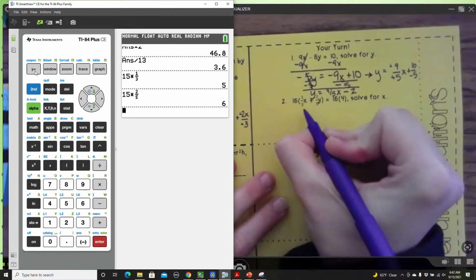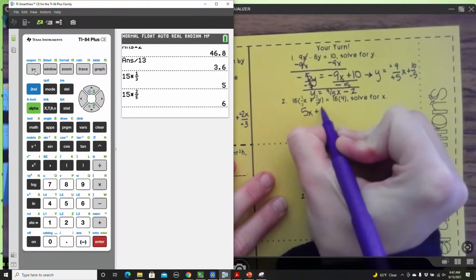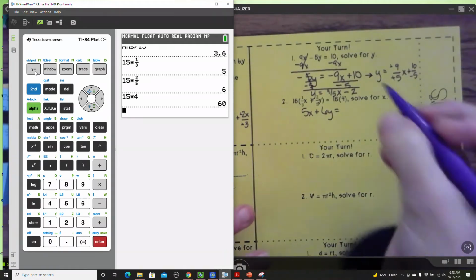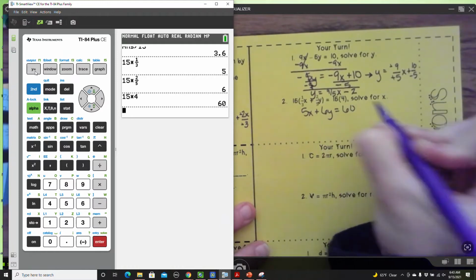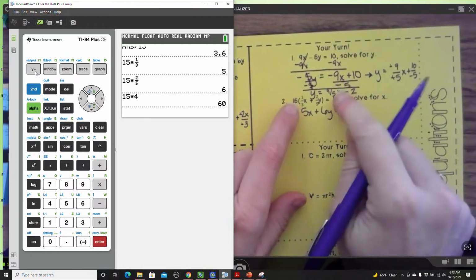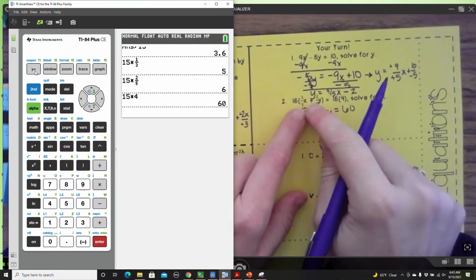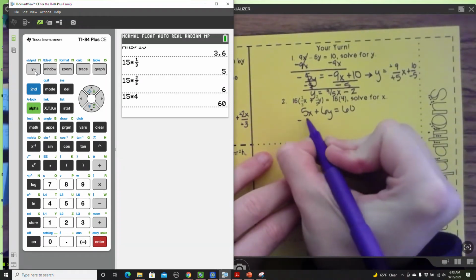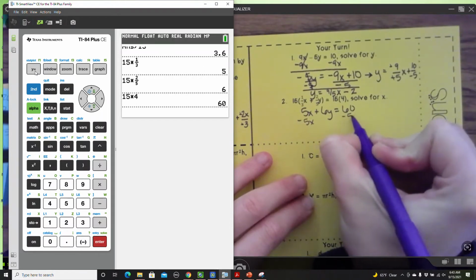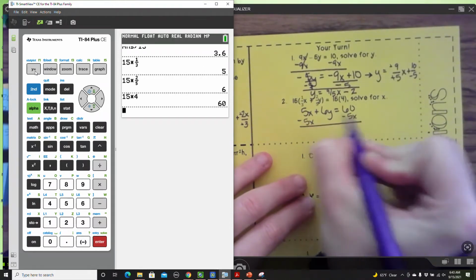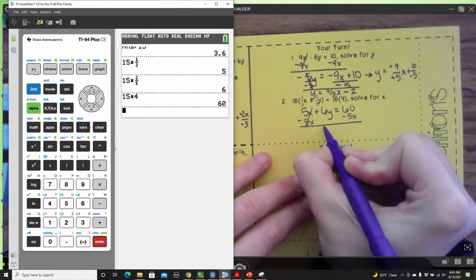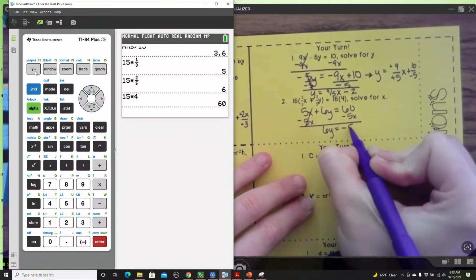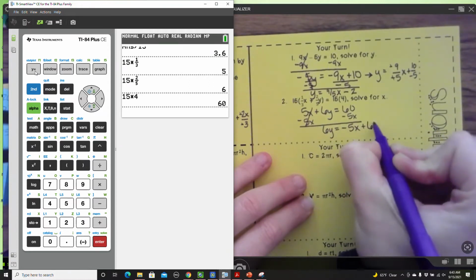So really what I have is 5x plus 6y equals 15 times 4 is 60. Now I could cancel both those 15s, but then I'd be left working with fractions. This way, I don't have to work with fractions. So I'm going to subtract 5x from both sides. So these cancel. I've got 6y equals, I'm just going to go ahead and put negative 5x plus 60.